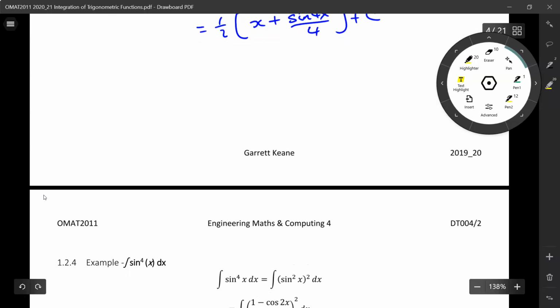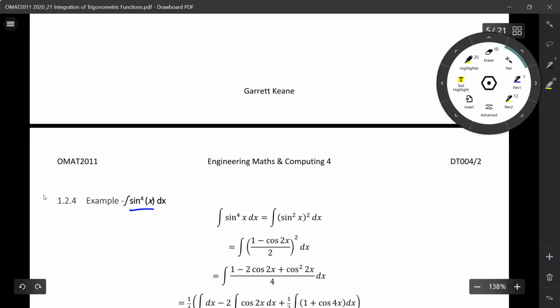What do you do if you have sine x to the power of 4? So this is quite tricky, in fact, because what you have to do here is split it into sine squared x multiplied by sine squared x, which is equal to sine squared x, all squared.